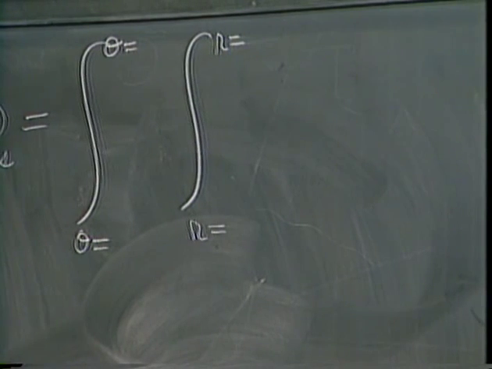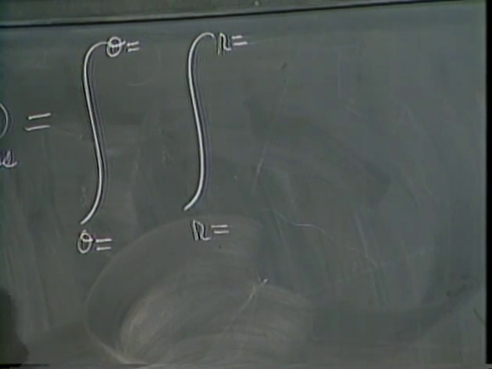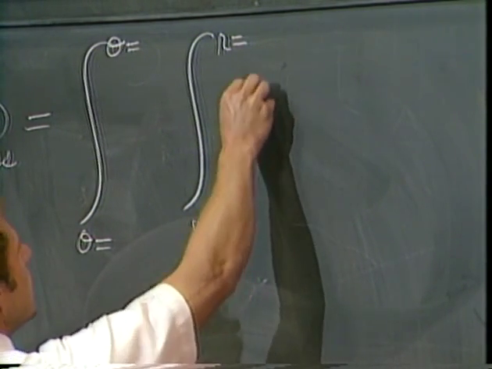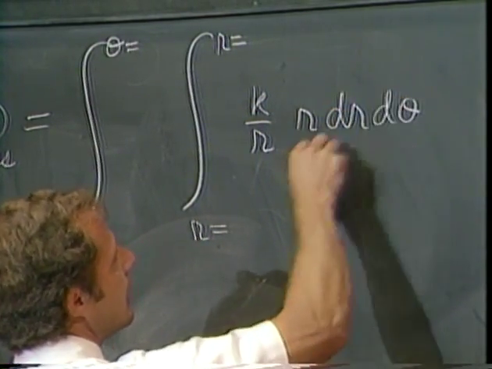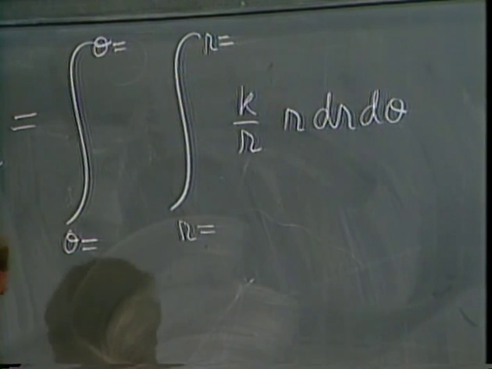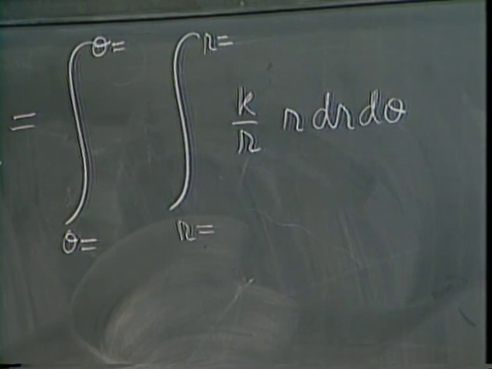That's not always the case, but I think most of the time. We've gotten the integrand already. That was pretty easy. K over r, r dr d theta. In fact, you can't ask for much more than that. Your r's cancel. That's kind of nice.